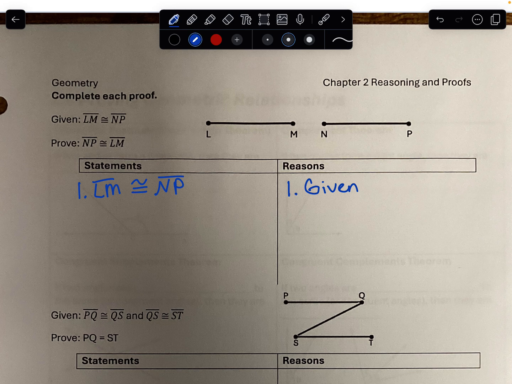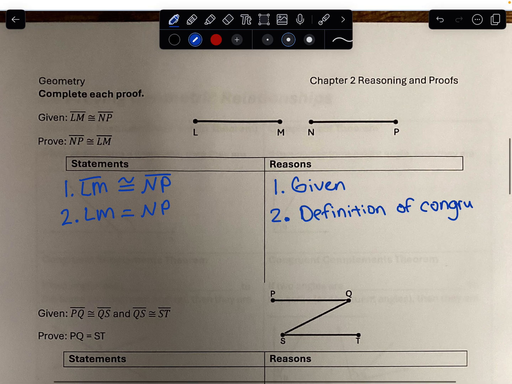Okay, now, we know if two things are congruent, what does that mean? They're equal. So that's going to be our step 2. What can I say on step 2? LM is equal to NP. And what says that those are congruent? Definition of congruence. Good. So definition of congruence just says if two things are congruent, then they are equal. Okay?